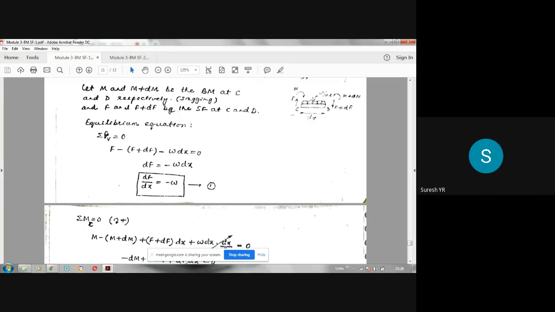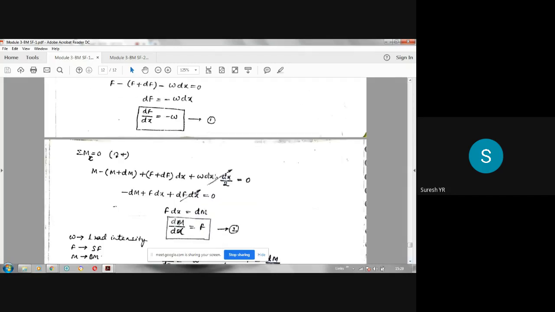So M minus of M plus dM plus F plus dF into dx plus W into dx by 2 is equal to 0. That is the moment equation. Here, this dx is very small. When dx is very small, dx into dx will be still smaller. That means dx square, dx whole square, you will get. That will be very, very small. You can neglect that. So you can neglect this term. And whatever remaining terms are there, you can write. So M and M also will get cancelled. So you will be left with minus dM plus F into dx.